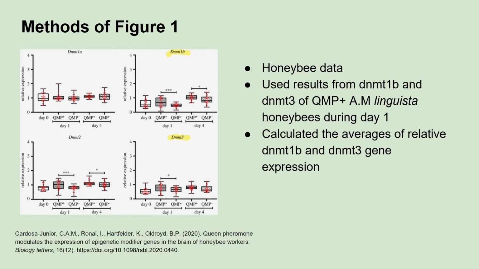So for my data set, I used this specific figure, specifically the highlighted portions, to provide the data for my honeybees. I focused on the relative gene expression of DNMT1 and DNMT3 of QMP plus honeybees during day 1, and for each gene I calculated the averages.